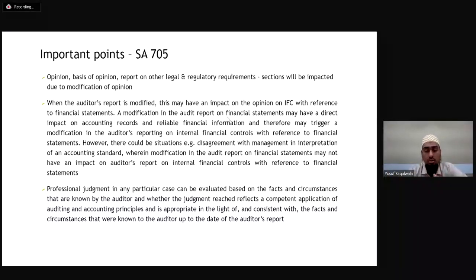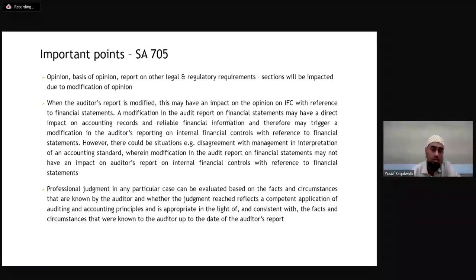Professional judgment. Whatever we did with respect to SA 705 basically comes down to the professional judgment of the auditors, how they assess the impact, whether it is material, pervasive. That is a professional judgment, and it will be different from case to case, person to person, auditor to auditor. It is difficult to prove why at a certain time the auditor took a certain decision and gave a qualified opinion and not an adverse opinion.